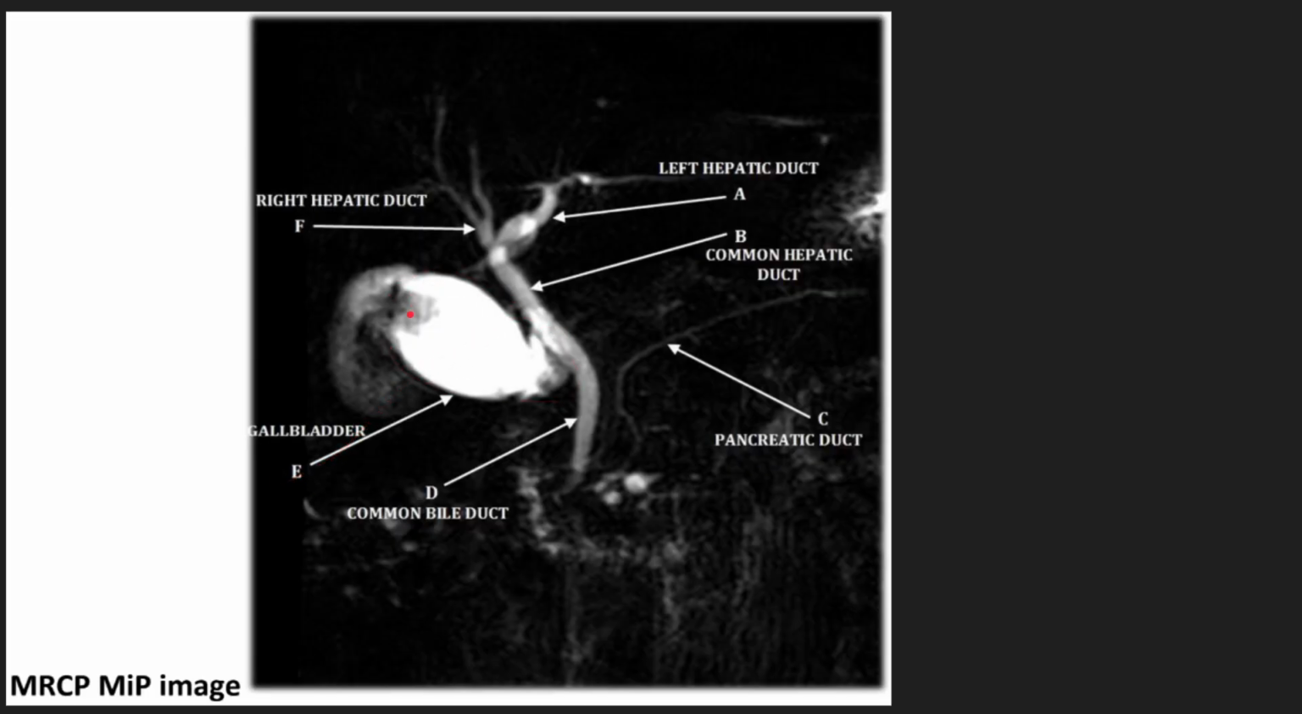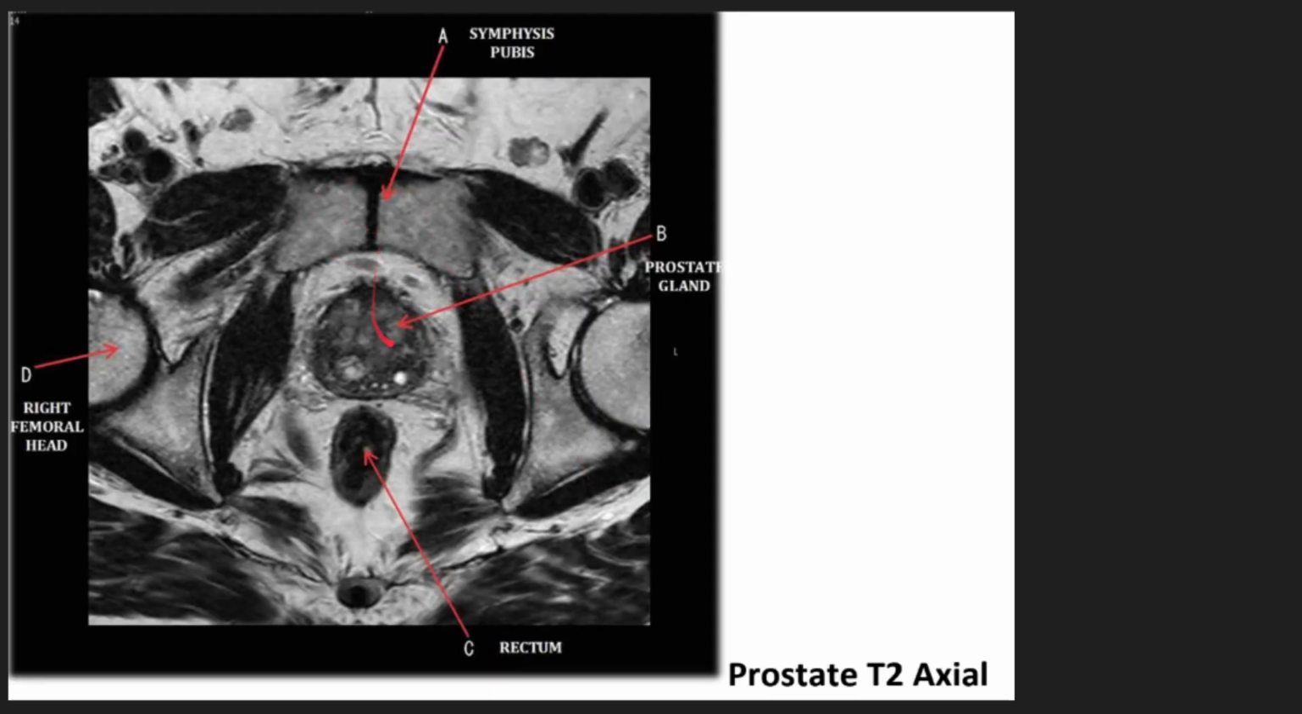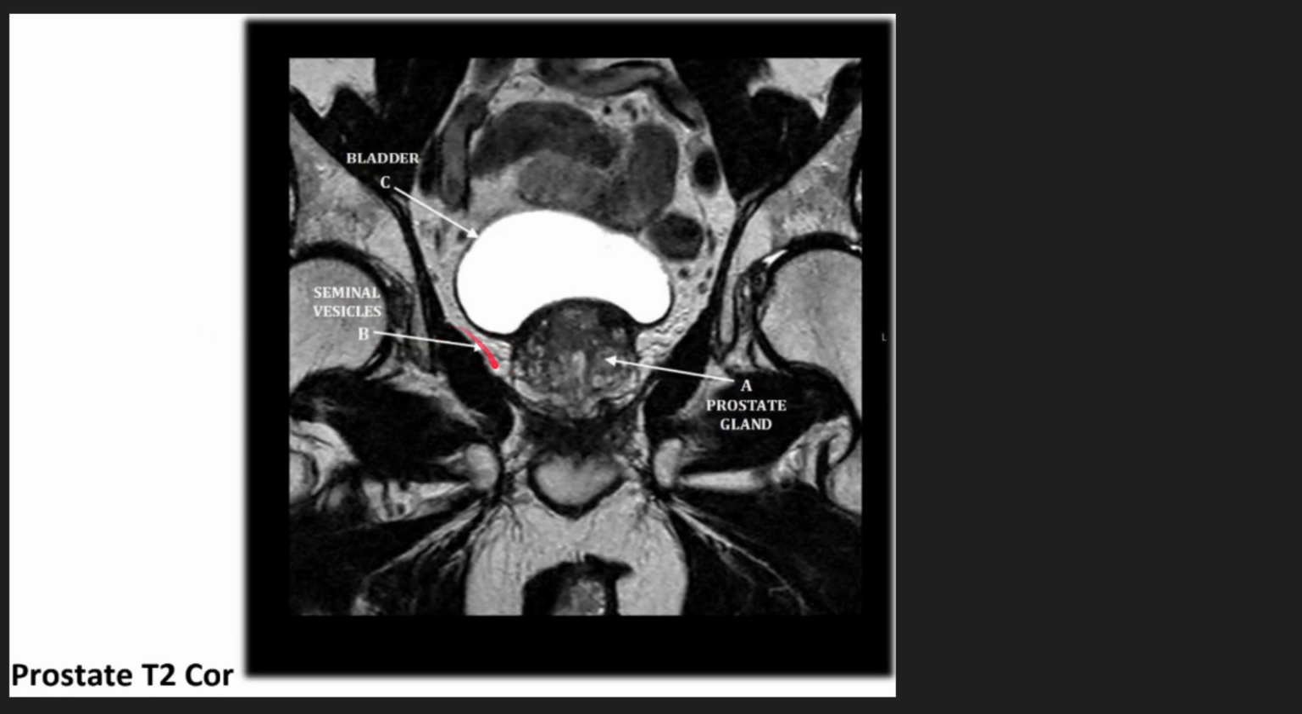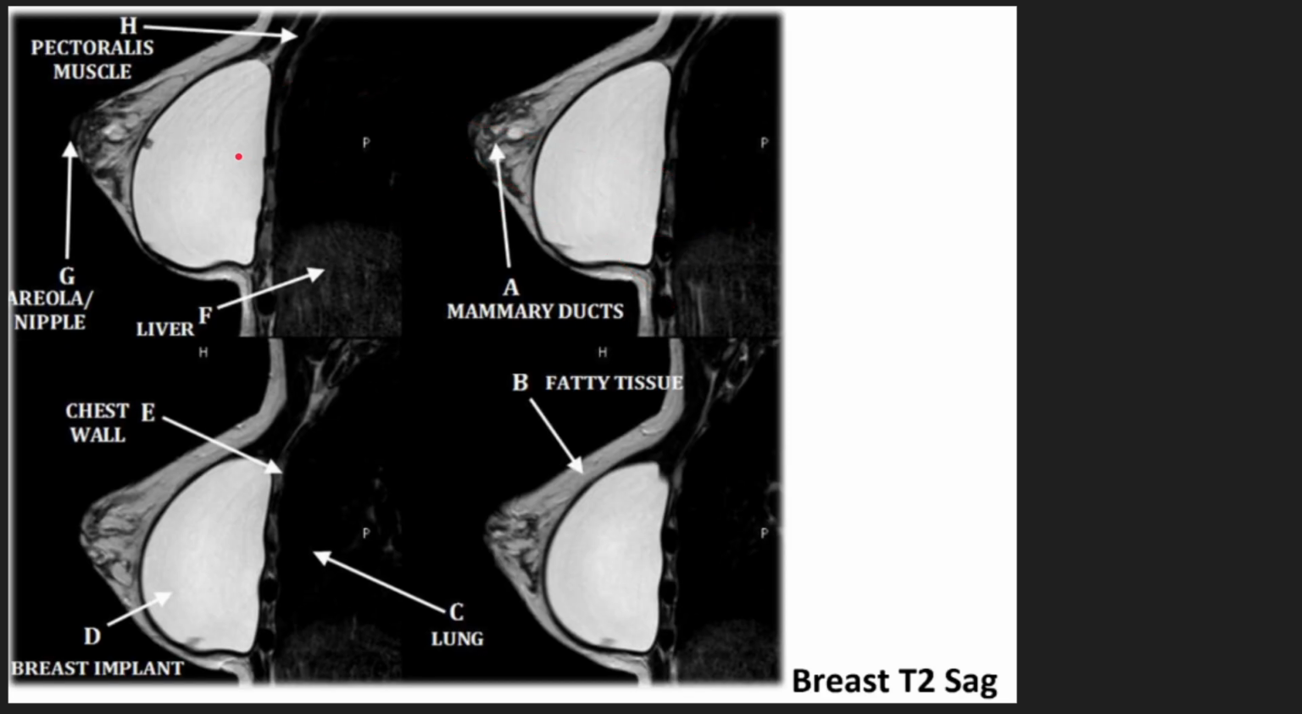So here's the gallbladder. Goes to common hepatic, which goes to left and right hepatic. Then this comes to common bile duct, CBD, and pancreatic duct. Pubic symphysis, prostate gland, rectum, the femoral head, seminal vesicles here, prostate gland, bladder. Mammary duct, you have the areolar nipple, pectoralis muscle, the liver. Mammary ducts, chest wall, breast implant, and lung.